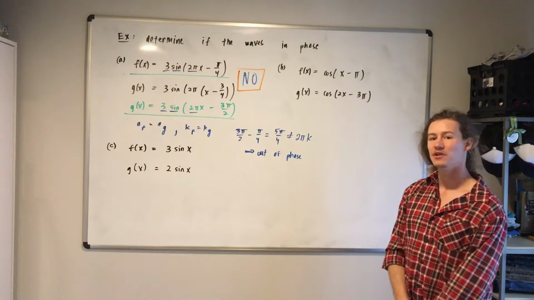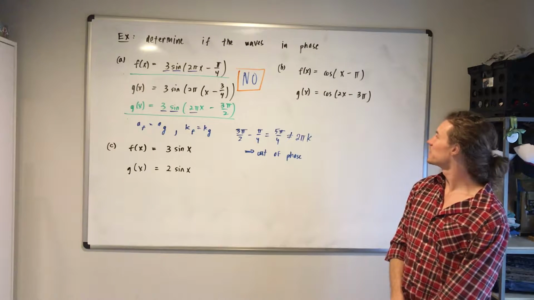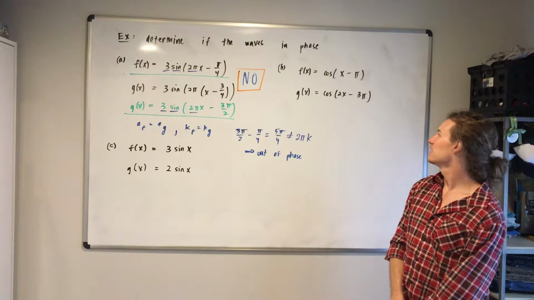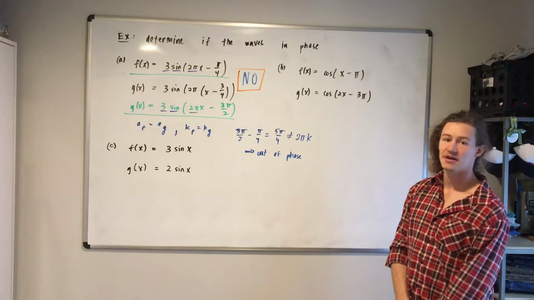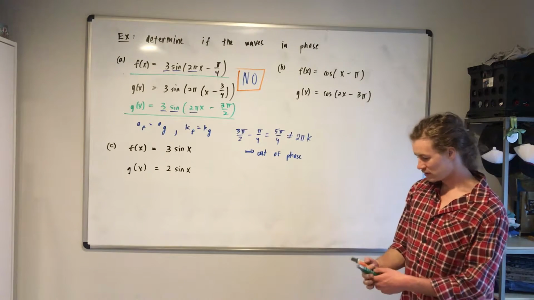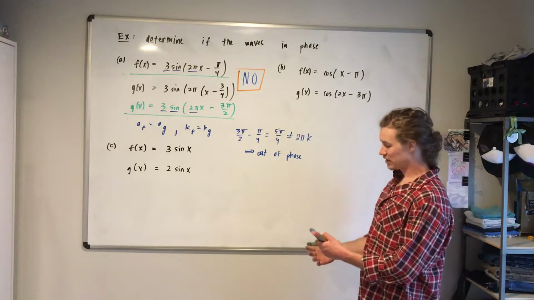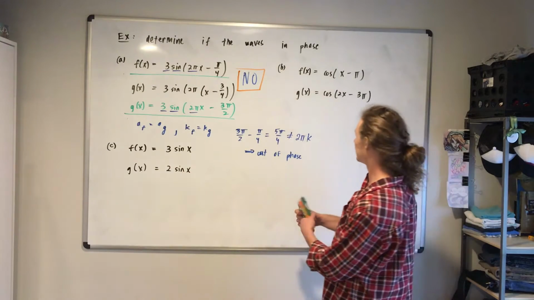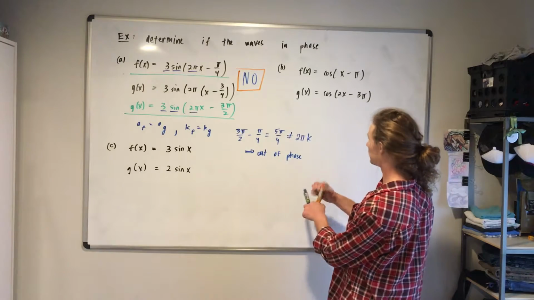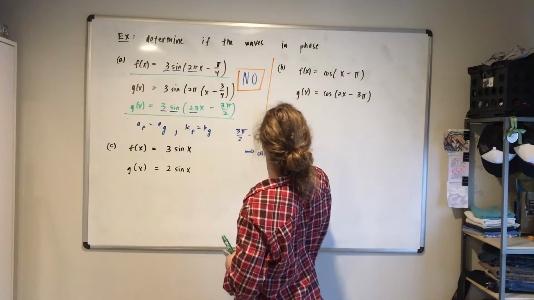Let's go ahead and look at part B now then. So part B, we have f(x) equals the cosine of x minus pi, and g(x) equals the cosine of 2x minus pi. So note a couple of things here. Maybe I'll give myself a little bit of division here. Why don't we go like this?